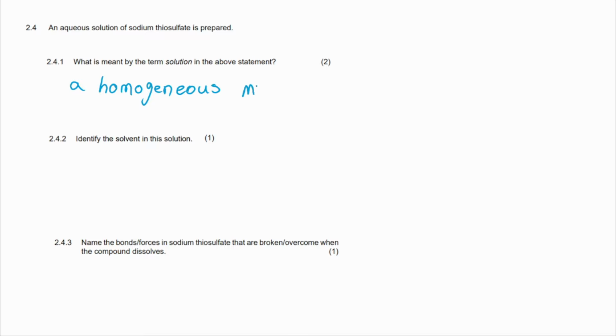Homogeneous mixture of solute and solvent. There we go, solvent. That is the definition for a solution. Then they say identify the solvent in the solution.